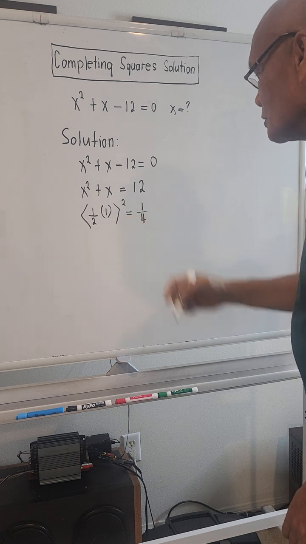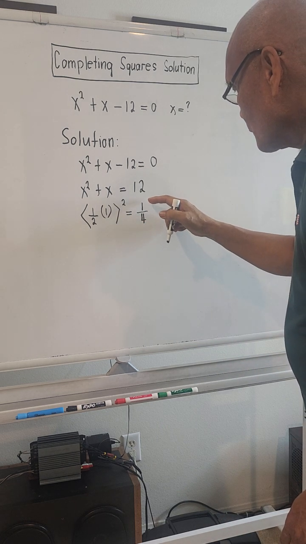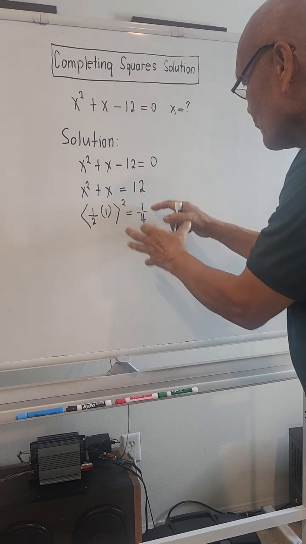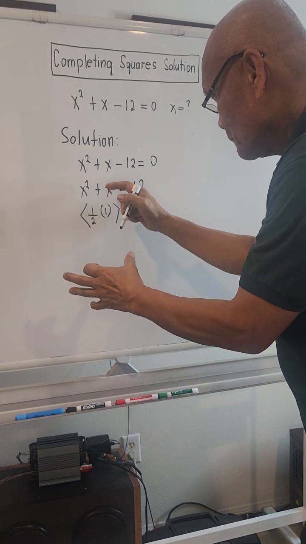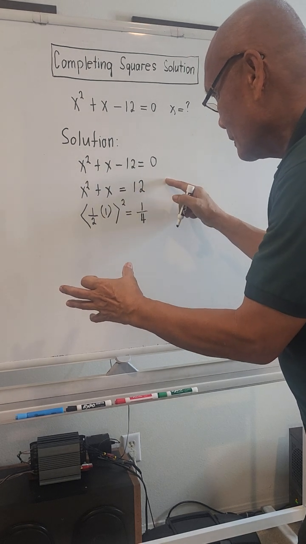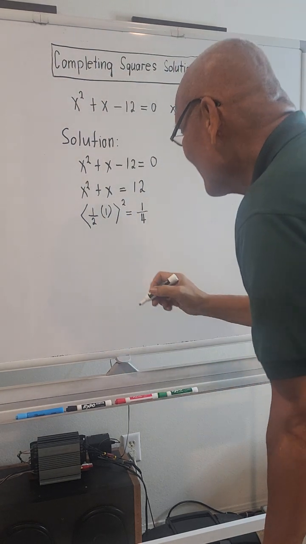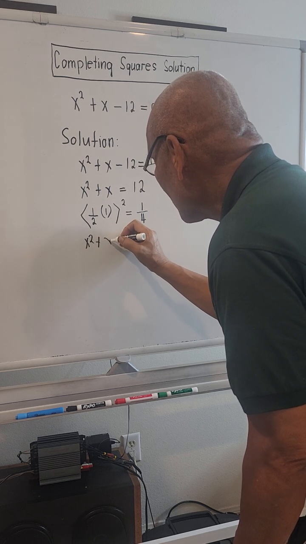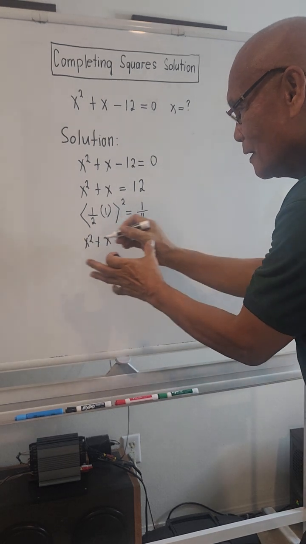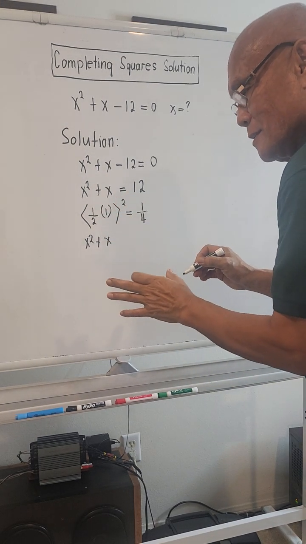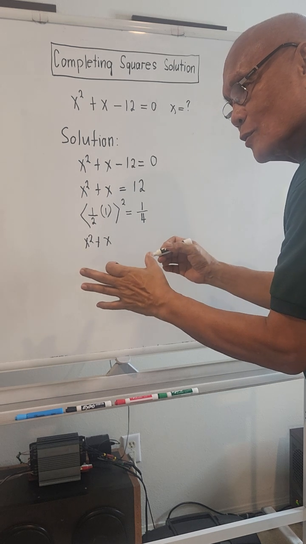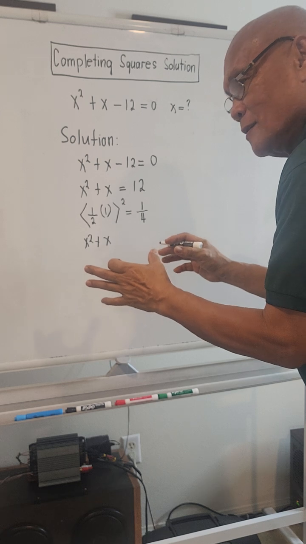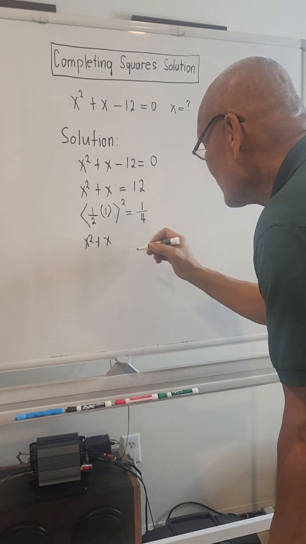What's the significance of this 1/4 here? We must add 1/4 to both the left and right sides so we could complete the square. So it will become x squared plus x plus 1/4. We are making the left hand side a perfect square, so later on we could simplify that as simply a square of a binomial.